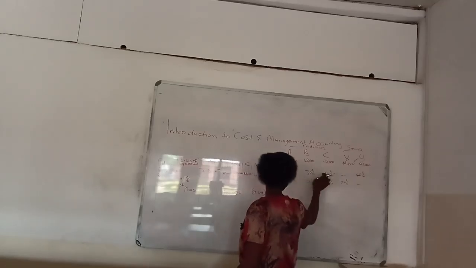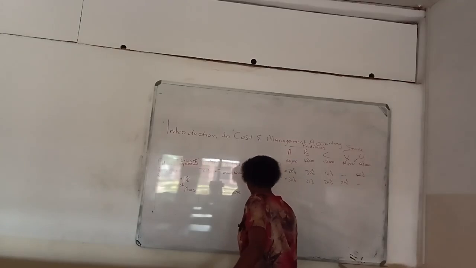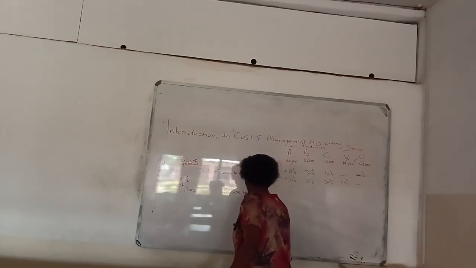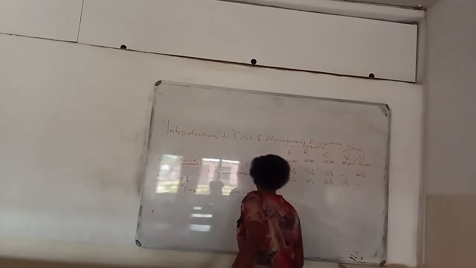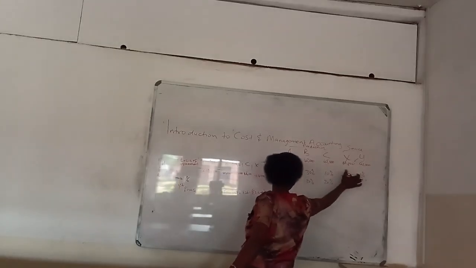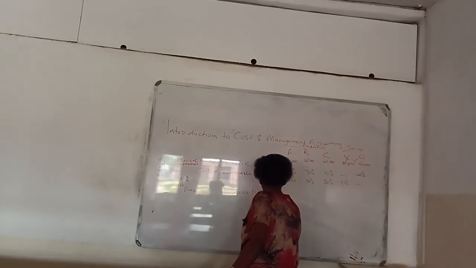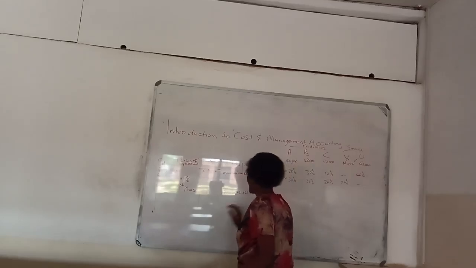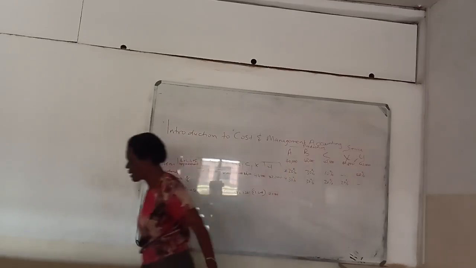Then the 10% to C, that's X gives 5,261. 5,200 and 61. Then to Y, X gives 21,043. 21,000 and 44. And 44 to the nearest, is that it? Yes. So that is the end of the distribution for X. And then we go to Y.